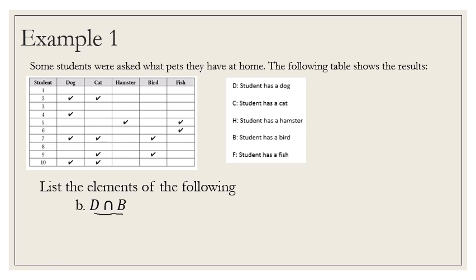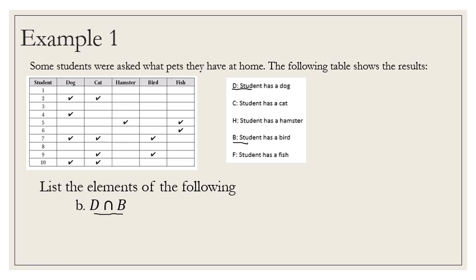D and B, okay? So this is going to be students that have both a dog and a bird. So they have to have both. And means both, right? If you have trouble remembering which is or and which is and, I remember that the little upside down U kind of looks like the N in and. So that one is and, and then the other one is or, right? So remembering the difference between which is and which is or can be important.